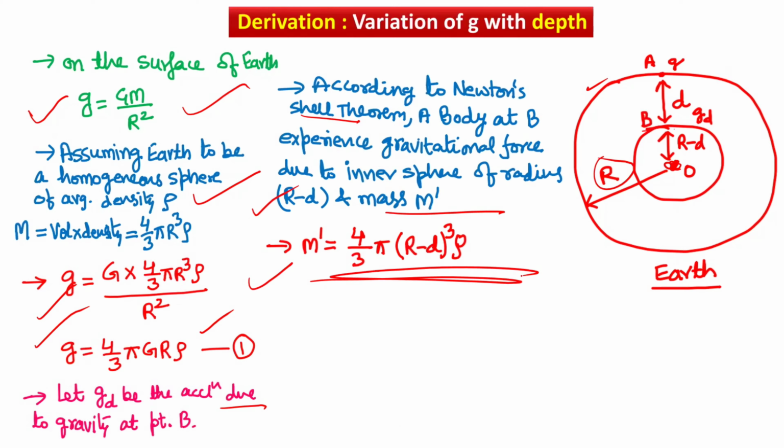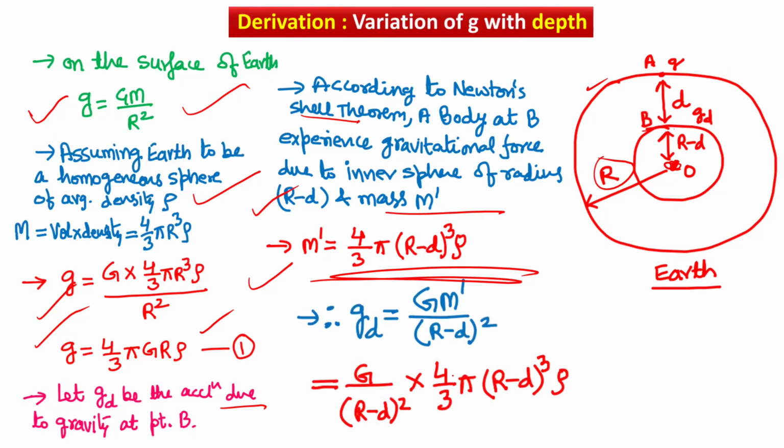So you can finally say m dash is equal to 4 by 3 π (R minus d) cube into rho, isn't it? So this is simple. Therefore we can say gd is equal to G m dash upon (R minus d) whole square, or further we can write G upon (R minus d) square into 4 by 3 π, and this value could be written as (R minus d) cube into rho.